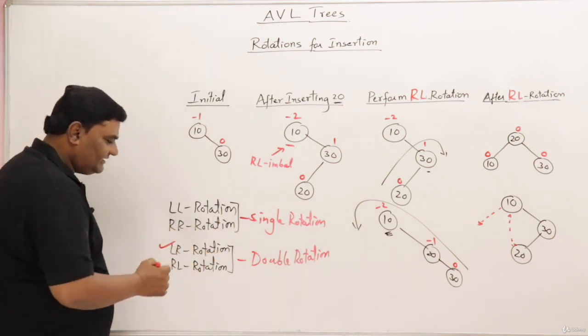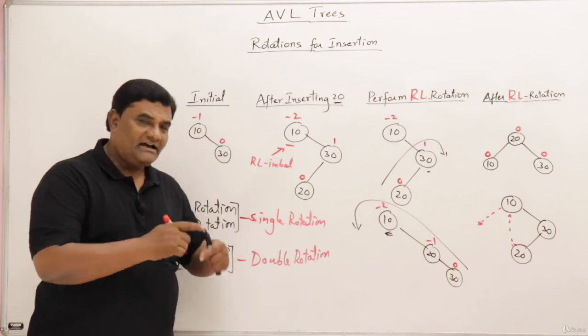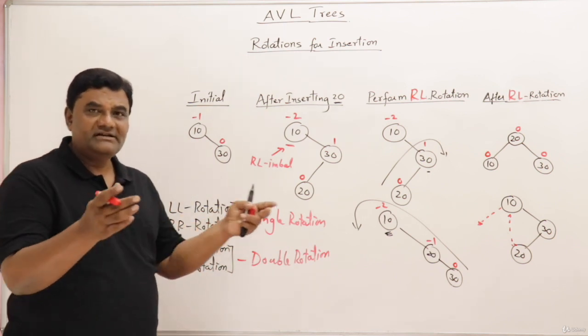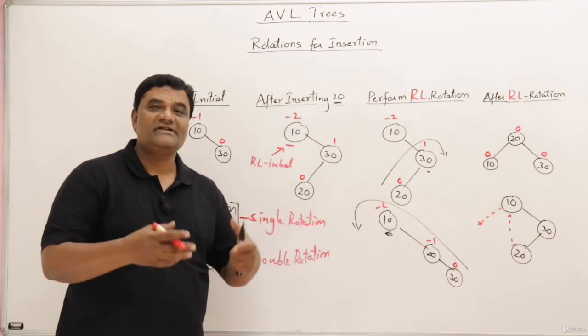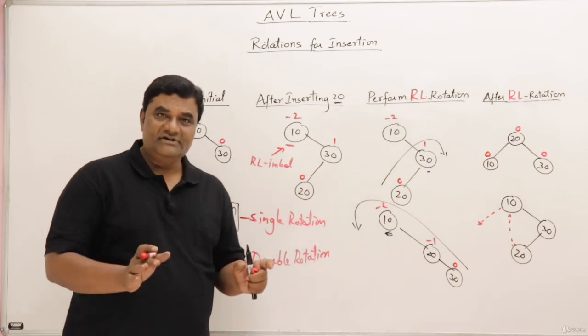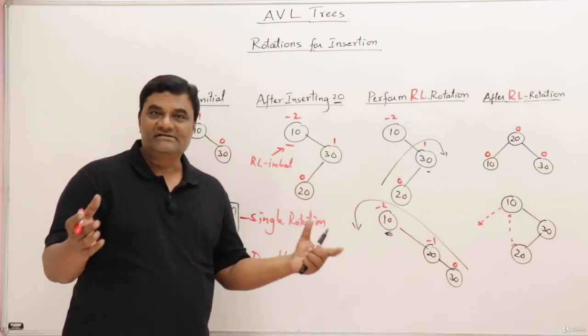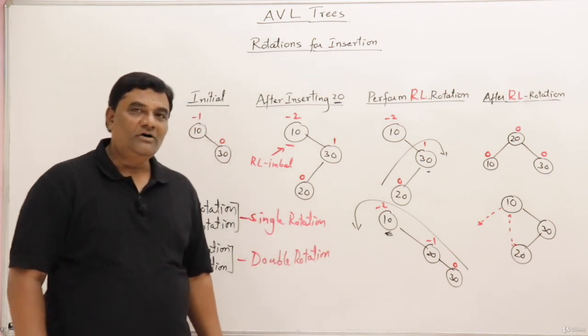If I take LR, it is 1 rotation. But it has 2 steps, so it is double. Capacity is double, size is double, number of steps are double. The person is 1 only, but his size is double. So that's all about rotations.